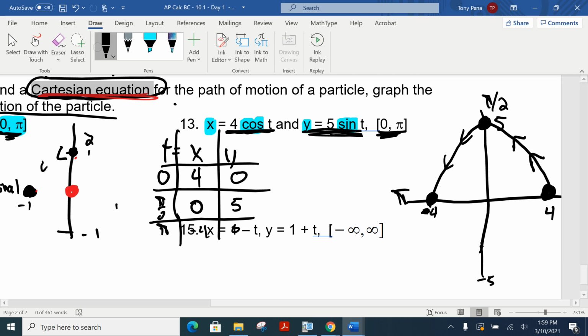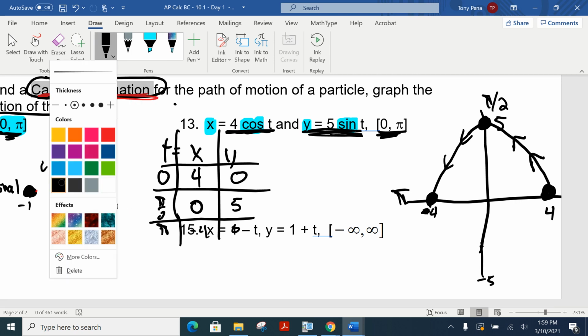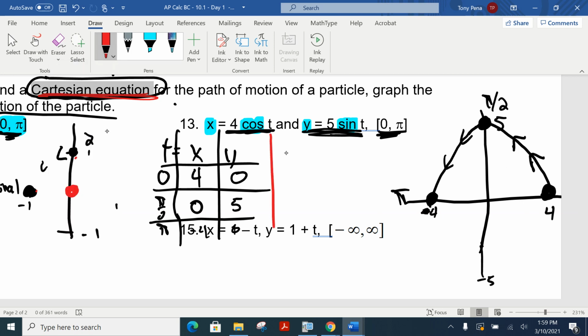The Cartesian equation, same principle as number 12, where we're dealing with the idea that cosine squared plus sine squared equals 1. So in this question right here, I'll solve for it up top. So cosine equals, divide the 4 over. What cosine equals in this case is x over 4. If I solve this one for sine, I'm going to divide the 5 over. So that would become y over 5.